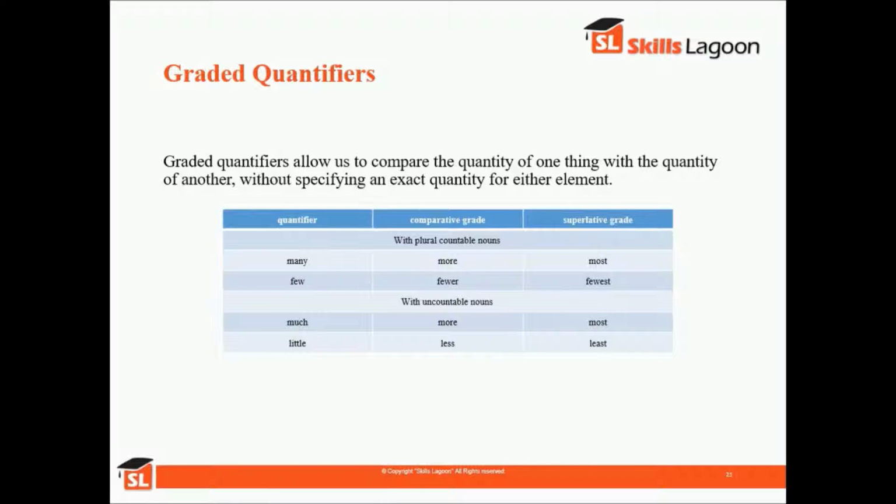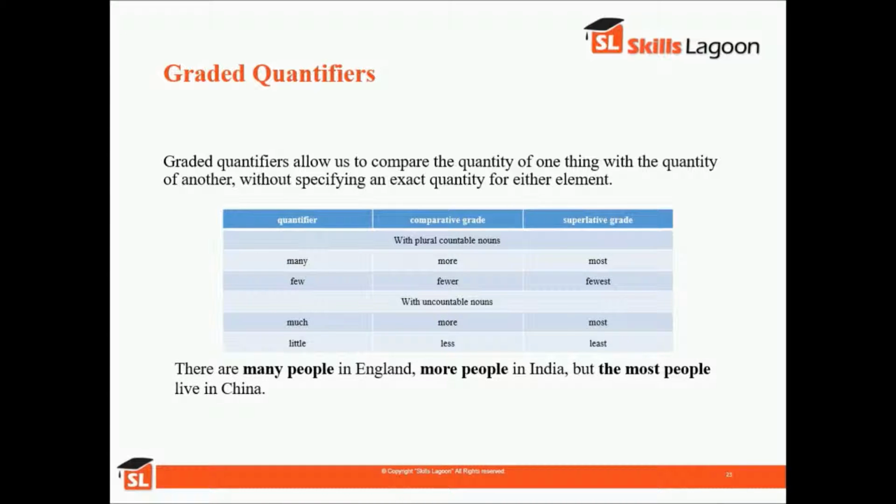Now with uncountable nouns, the quantifier much becomes more in the comparative grade and most in the superlative grade. Similarly, little becomes less in the comparative grade and least in the superlative grade. For example: there are many people in England, more people in India, but the most people live in China. Give that dog the least opportunity and it will bite you.